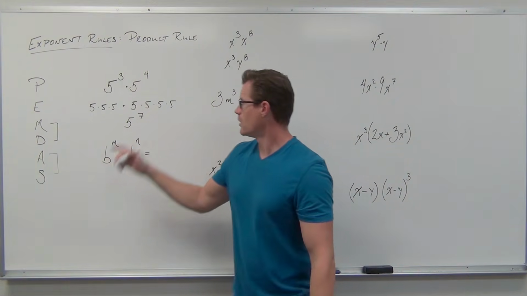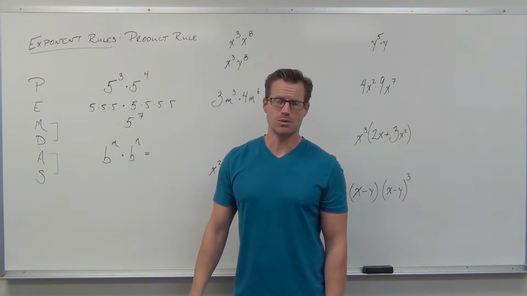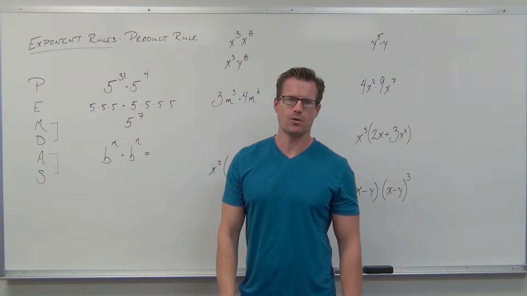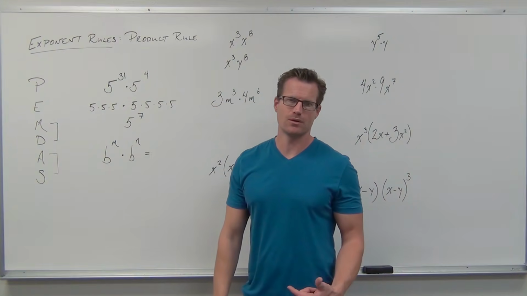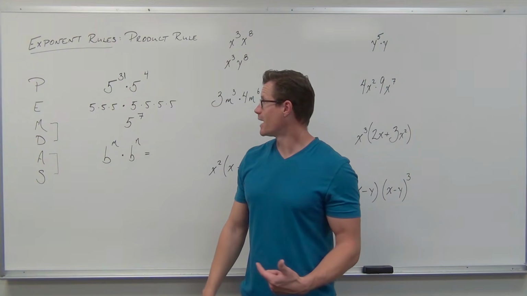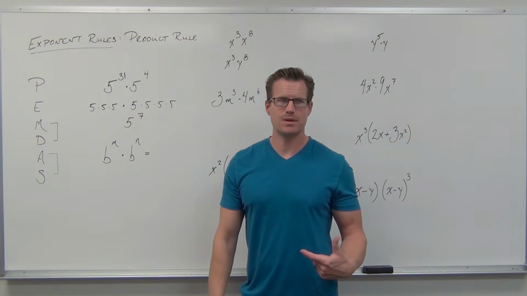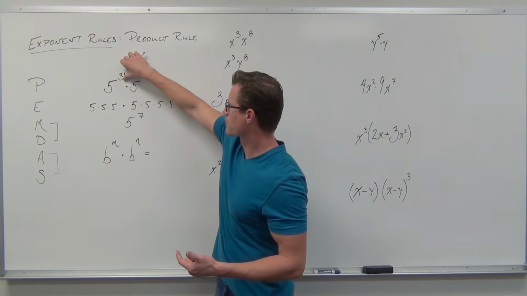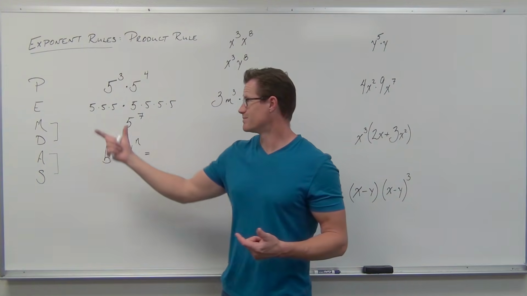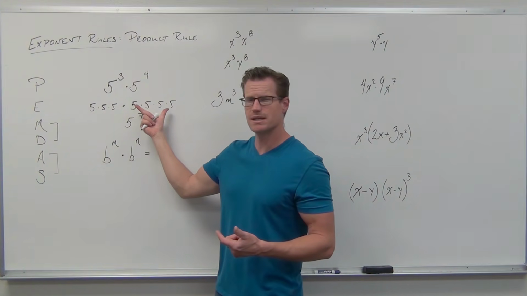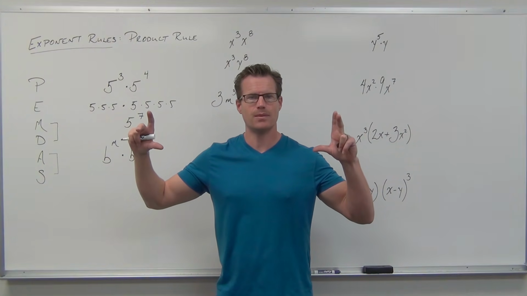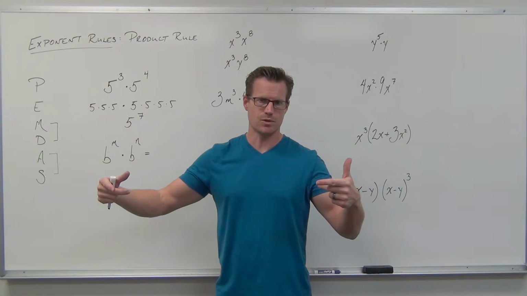Now, that's really annoying to have to do. Imagine if I had 5 to the 31st times 5 to the fourth. I'm really not going to want to write out 31 fives and then 4 more fives. It'd be a lot quicker to follow the pattern, to see what's really going on. If you write out 3 fives and 4 fives, you have 3 here, 4 here. Together you have 7. Oh wait, we can just add them. That's what the product rule does for you.